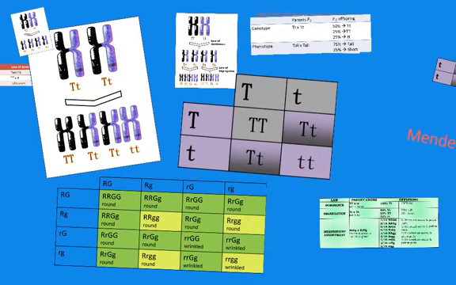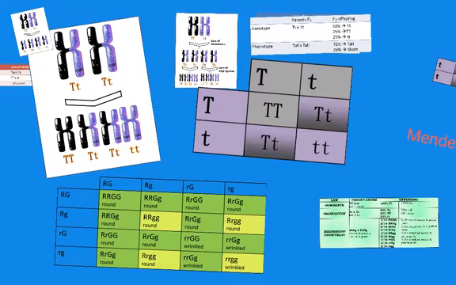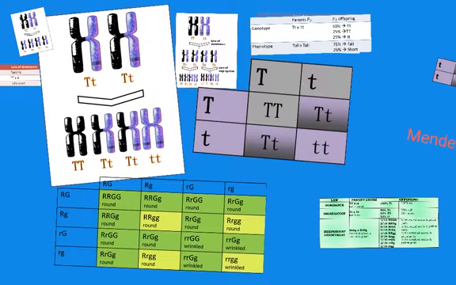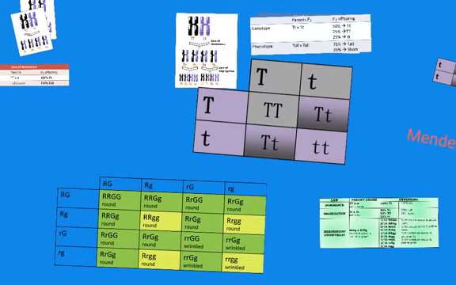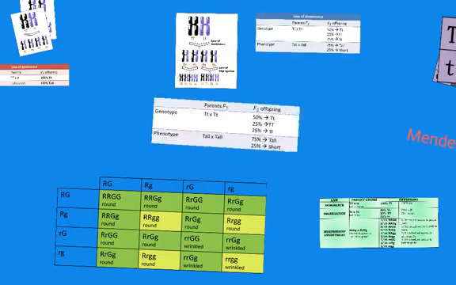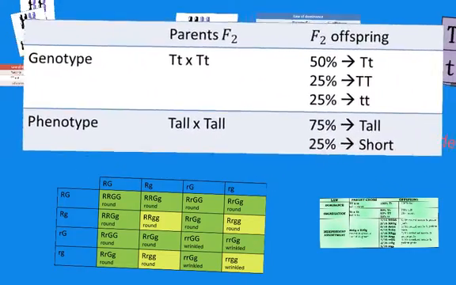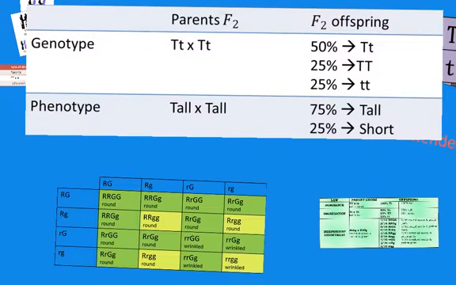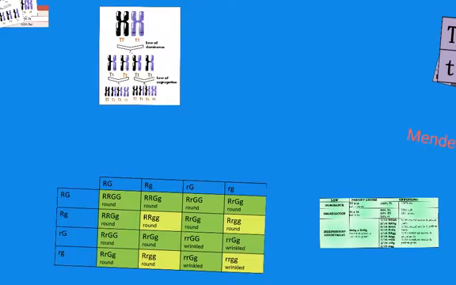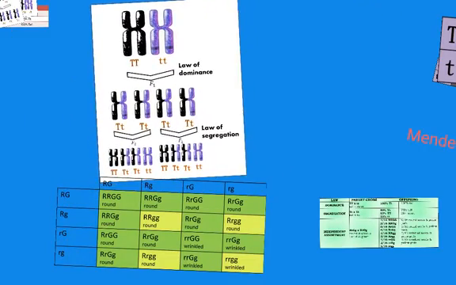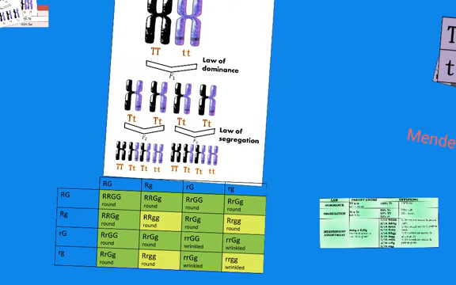Like in this table, two of the F1 offspring are crossed, and not all the offspring are like their parents. The table shows the parents, which are heterozygous, and the offspring, of which 50% are heterozygous and the other 50% are homozygous, being 75% tall and 25% short. In this picture, it is shown the F1 and F2, which are two of the three laws of Mendel, the law of dominance and the law of segregation.